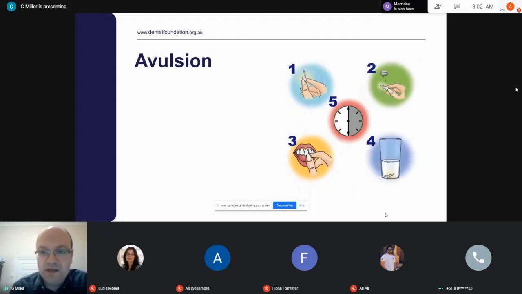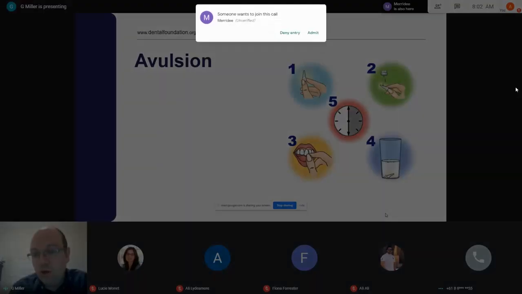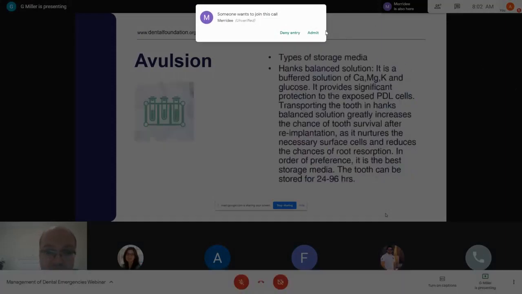So, as we said, number one, hold by the crown. Number two, do not rinse under water. Rinse with saline if you must. Number three, reimplant the tooth or store it in milk. And number five, please, time is of the essence.